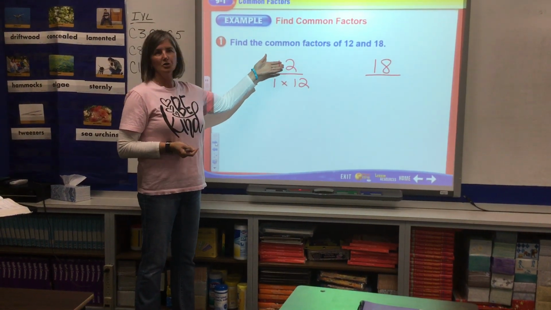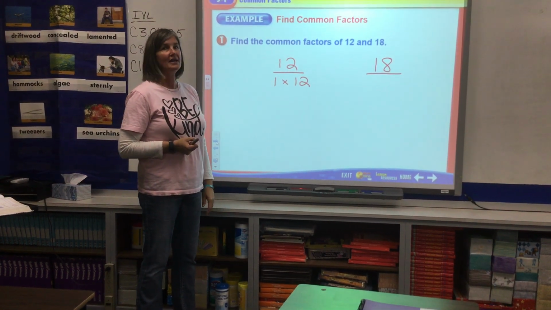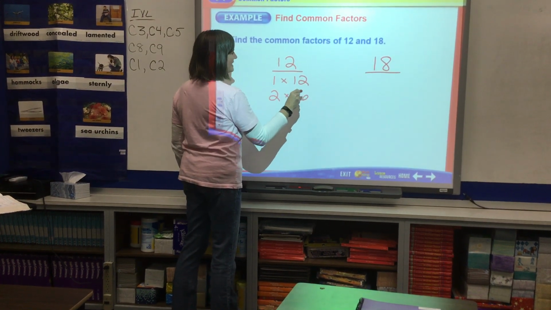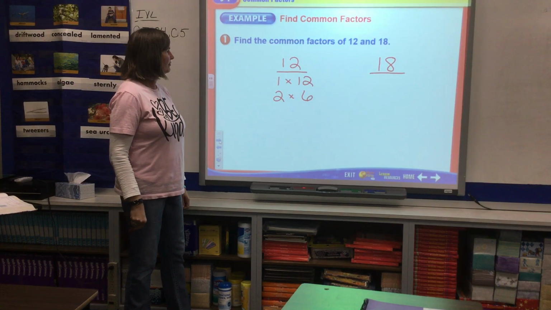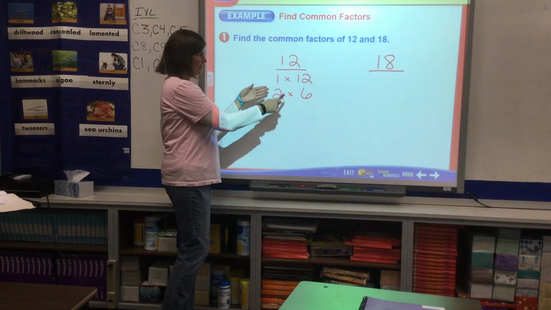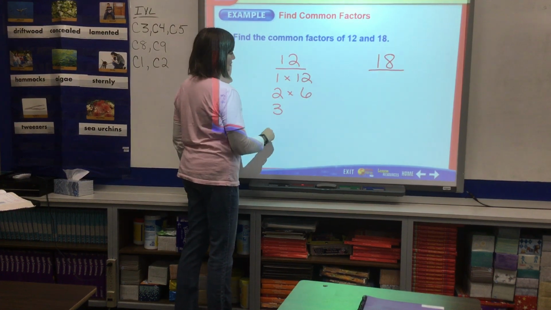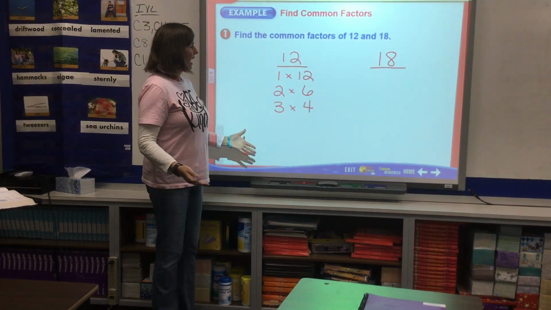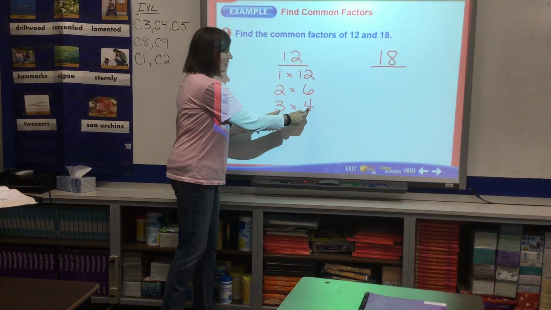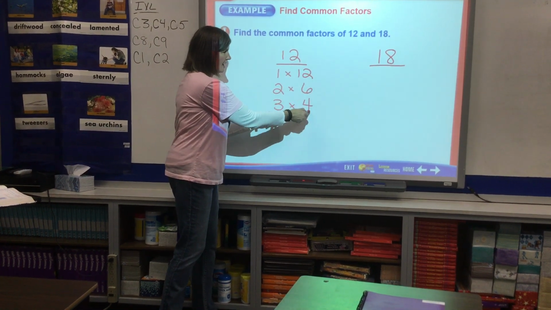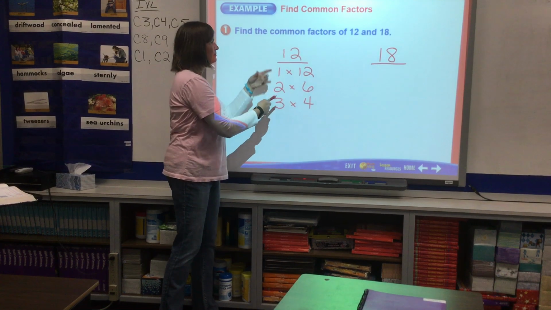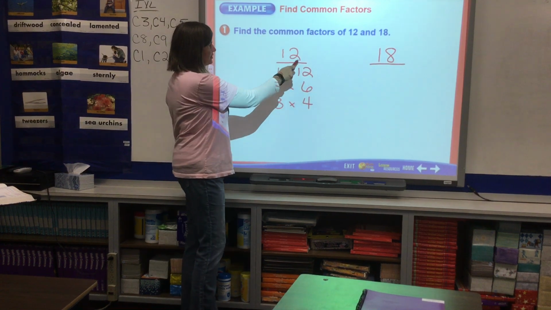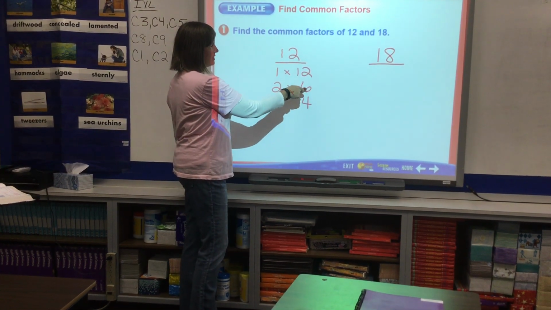Now I'm going to go to 2. 12 and 18 are both even numbers, so I know that 2 is going to go into both of those. I can take 2 and multiply it by 6, and that equals 12. Then I'm going to go to the number 3. I know 3 goes into 12 four times. Now we can stop, because there are no whole numbers between the 3 on this side and the 4 on this side that we could multiply to get 12. So the factors of 12 are 1, 2, 3, 4, 6, and 12.